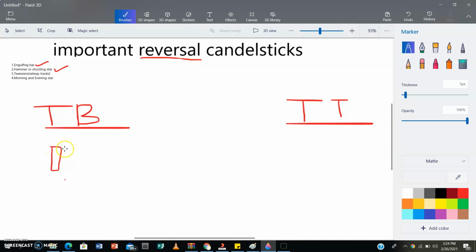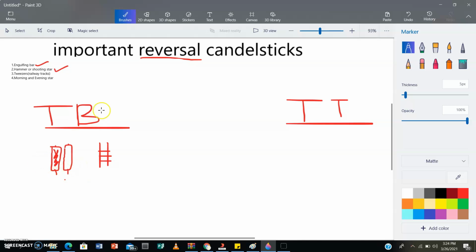For the tweezer bottom, the first candlestick is bearish. They can both have small wicks like this or no wicks at all. Can you see that they look like a railway track? That's why sometimes they're called railway tracks, because they are usually equal or almost equal. So the tweezer bottom starts with a bearish candlestick and then a bullish candlestick.